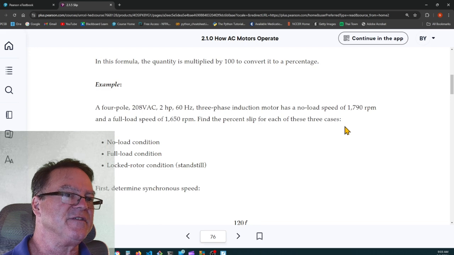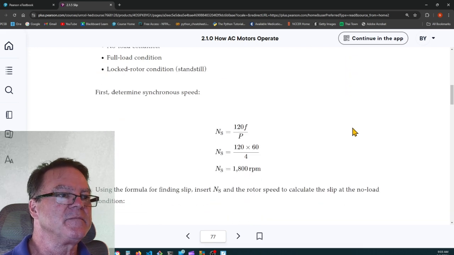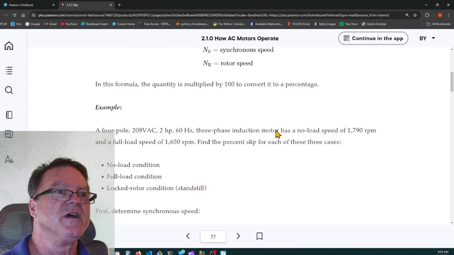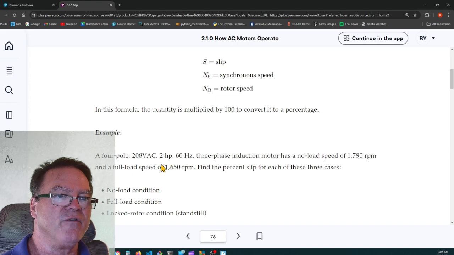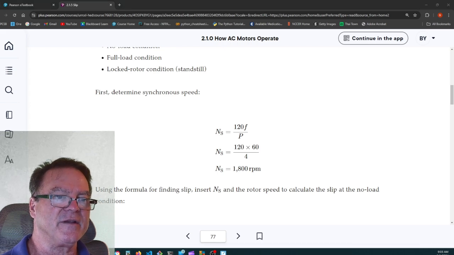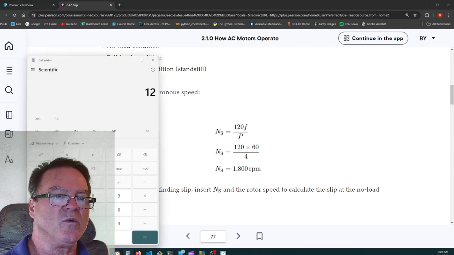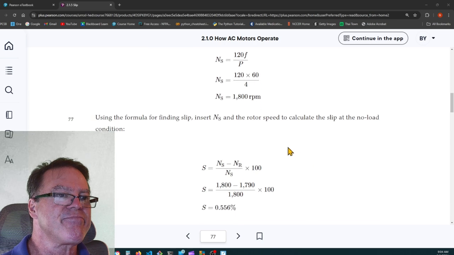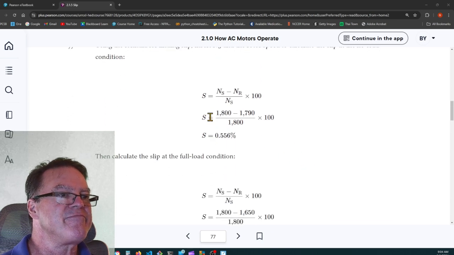Find the percent slip for each of these cases. All right, well, when we do the 1790, synchronous speed is 1800. They did 120 times the frequency, 60, divided by the number of poles. And what did they say it was? A 4-pole. So they did 120 times 60 divided by 4 poles, and that equals 1800 RPM. That's the synchronous speed of this motor.